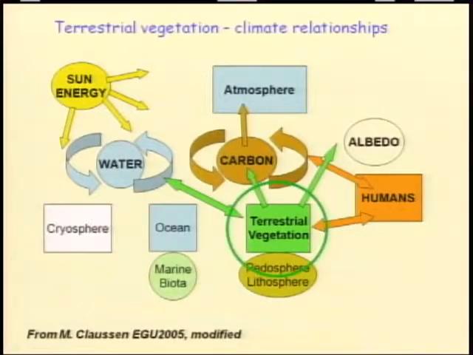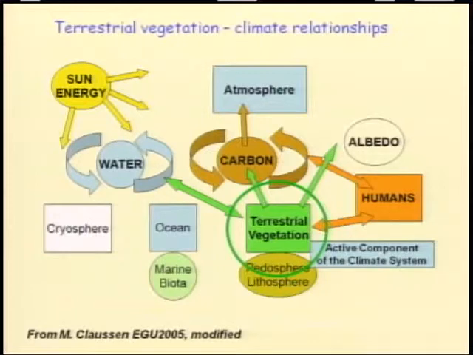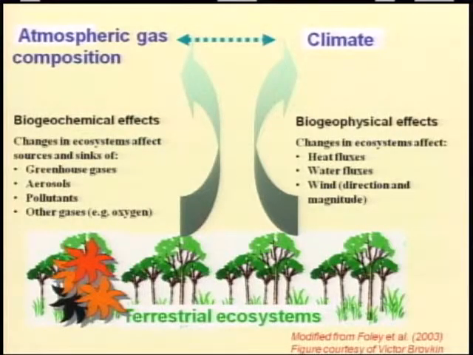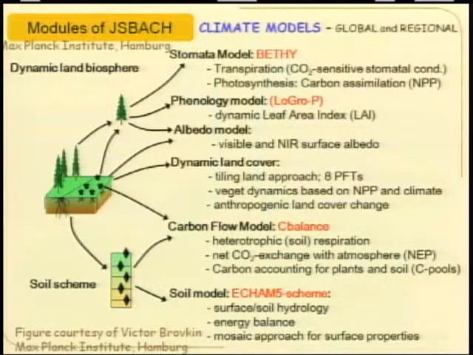What we're interested in this lecture is the terrestrial vegetation as an active component of the climate system, and the human part in this terrestrial vegetation and its possible effects on the albedo, for instance, carbon and water cycles. You all know that the terrestrial ecosystem, including the fire, has very many biogeochemical and geophysical effects on the climate.